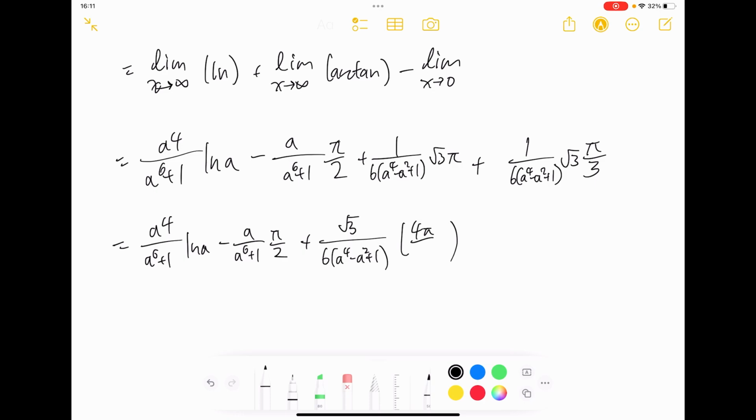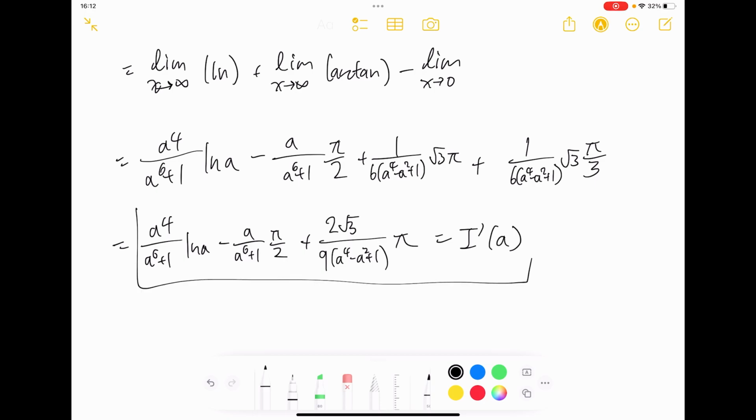There we go. And maybe we can simplify a bit. 2 and 3. So that becomes 2 root 3 divided by 9 times pi. And yeah, that's I prime of A. We've found an expression.